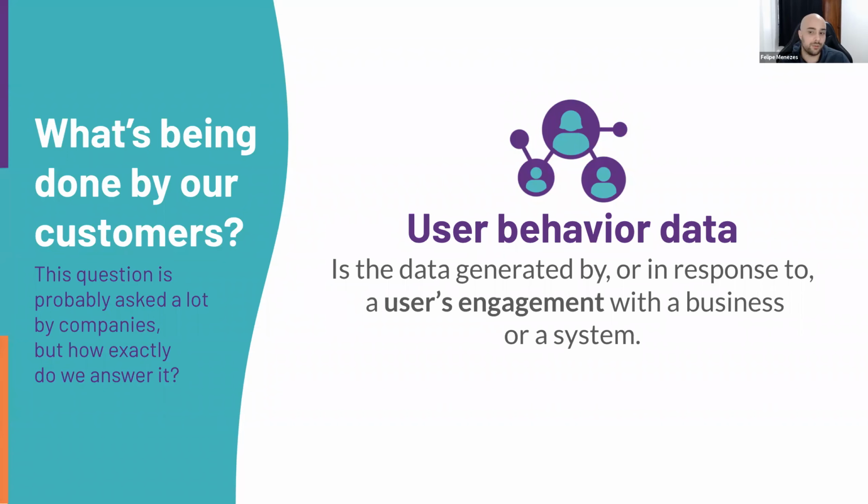So what is user behavior data? Basically, a short definition of what it is: it's data generated by or in response to a user engagement with a system or a business. It basically answers what the user is doing at something. It could be an app, it could be a web page, it could be even a relation with a store or any interaction that the user has with something.